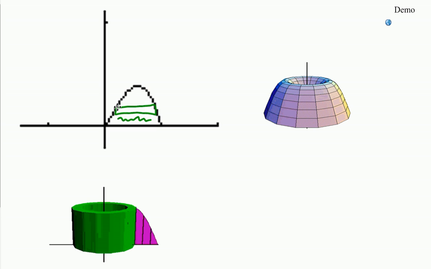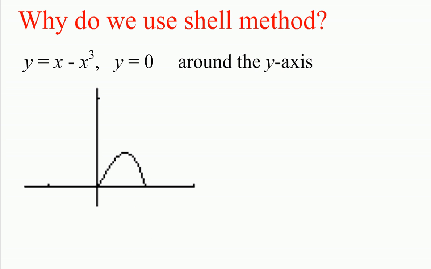You could say, well, I can solve that by putting a line there and integrating it twice, which is possible, but unfortunately, this equation is y equals x minus x cubed. And if I'm going to draw my rectangles horizontally, that means I'm going to be integrating with respect to y, which means I've got to solve this equation for x, which I can't do. So we are now forced to use our shell method.